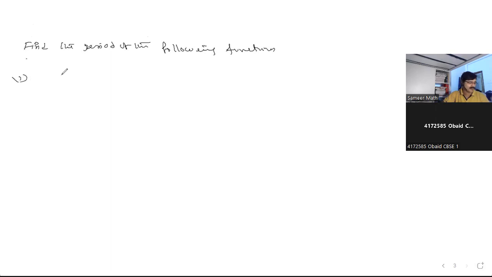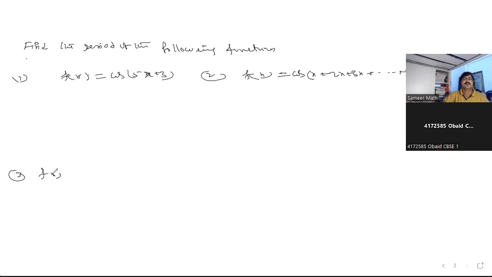You see this kind, first one: f(x) is equal to cos 5x plus 3. What is the answer? Second one: f(x) is equal to cos x plus cos 2x plus cos 3x plus so on plus cos nx. What is the period of this function? And third one: f(x) is equal to sin x plus sin 8x plus sin 27x plus so on plus sin n cube x. If he has given in this way, what is the answer?